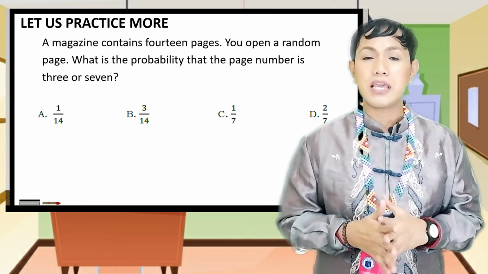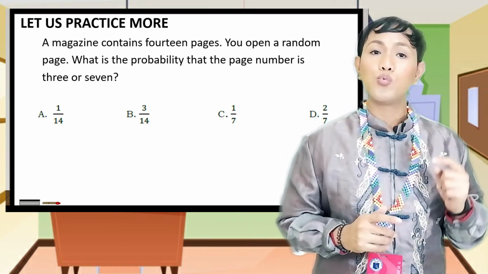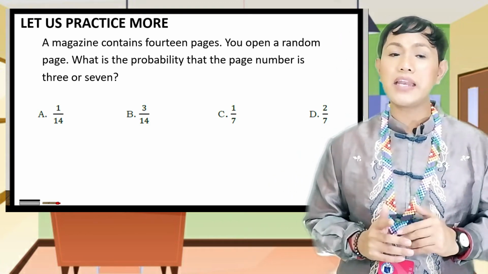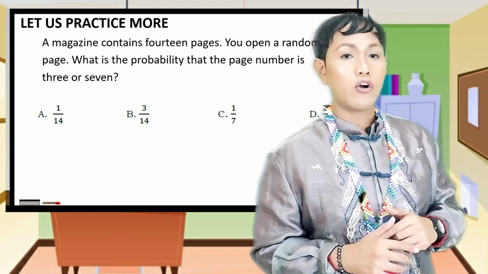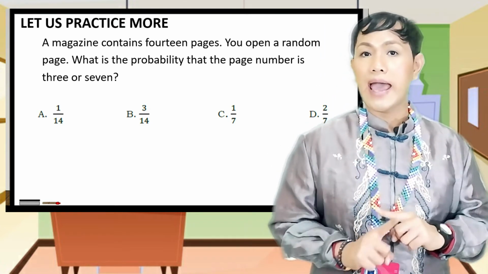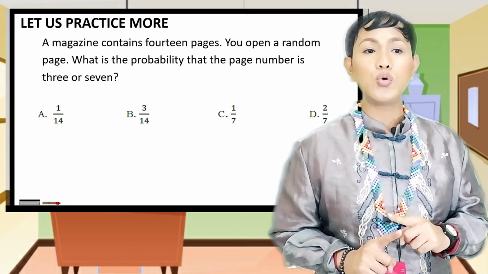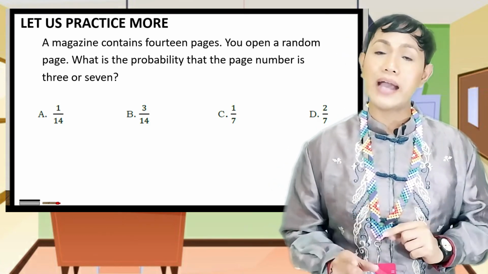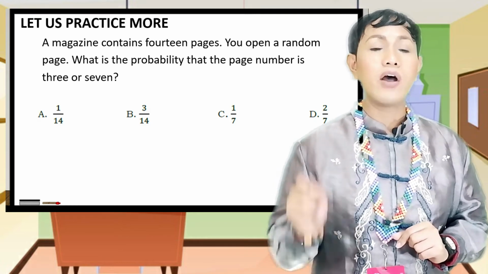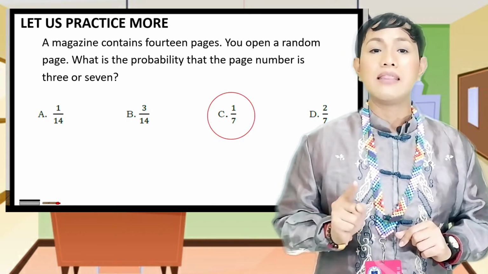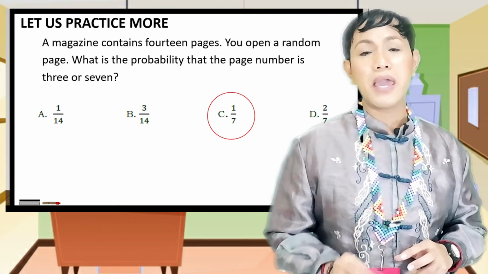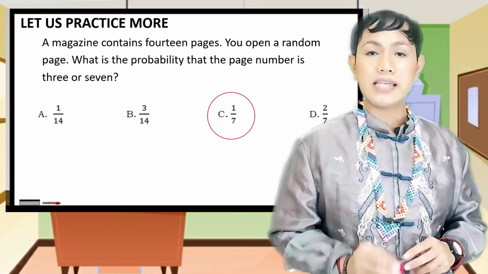The probability of getting a 3 is 1 over 14, while the probability of getting a 7 is also 1 over 14, which when added together becomes 2 over 14, and when reduced to lowest term by a factor of 2, we now have 1 over 7. Therefore, 1 over 7 is the probability that the page number is 3 or 7.